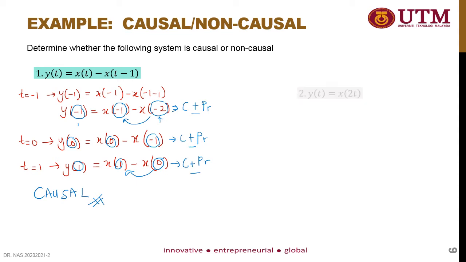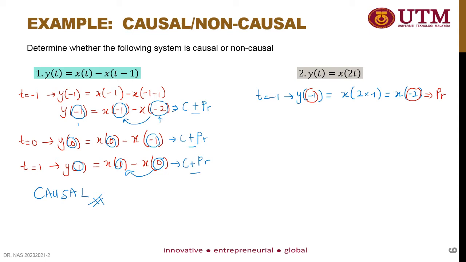Okay, let's look at the next example. y(t) equal to x(2t). Again, let's try three different t values. Start with t equal to -1. What happened to your y? y(-1) equal to x(2 times -1), so it is equal to x(-2). Then compare the states. The current state is -1, and here you have -2, so this is the previous state.